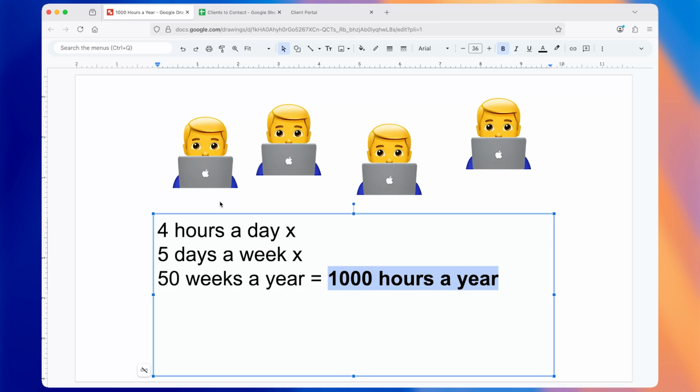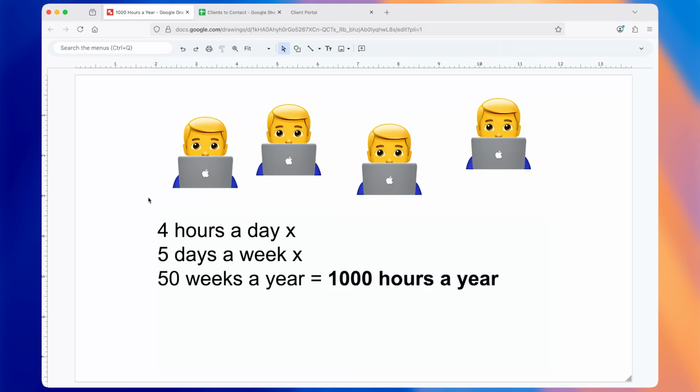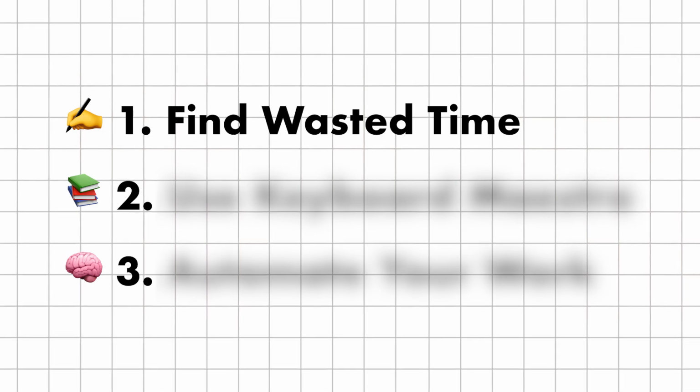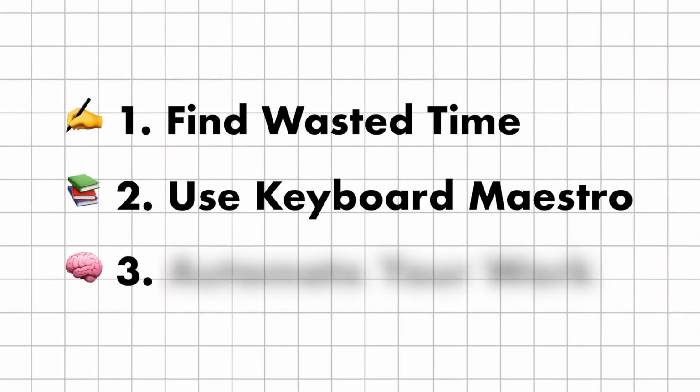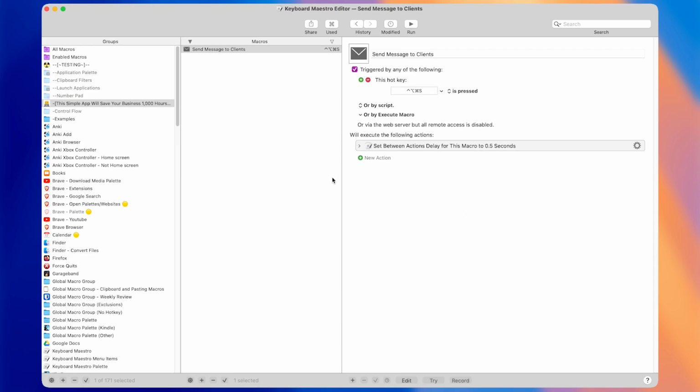So by not taking any steps to save this time, you're leaving tens or hundreds of thousands of dollars on the table. Okay, but now that we know how much time we're wasting, that brings us to step 2, which is to learn how to stop wasting that time using Keyboard Maestro. So the simplest way I can describe Keyboard Maestro is that it can do pretty much anything you can do on a computer, except way faster.